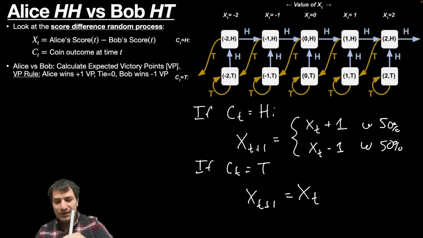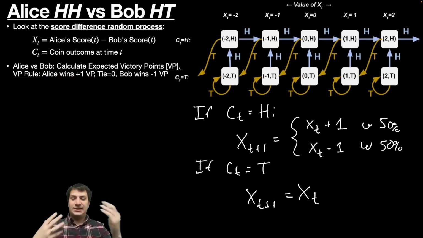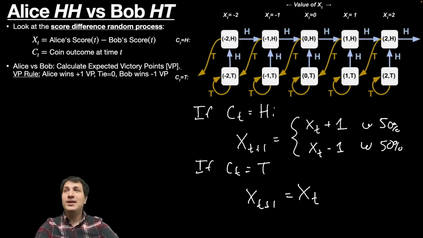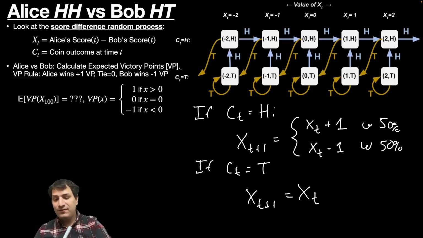So I have these things called VPs, victory points, and I'm going to say if Alice wins, there's a +1 victory point assigned to the situation, and if Bob wins, it's a -1 victory point. So this is like the number of victory points that Alice gets. And a tie will be 0 victory points. And what I'm going to do is I'm going to calculate the expected value of this victory point function applied to x100.